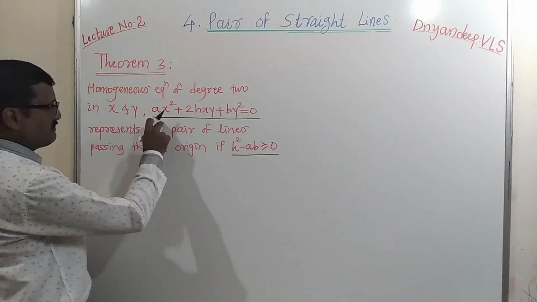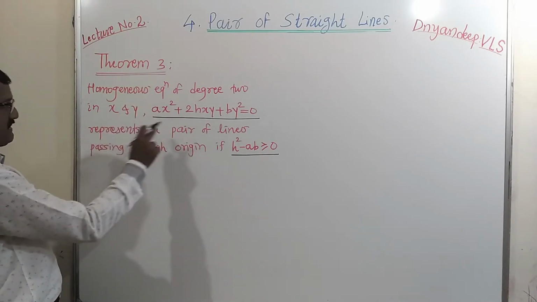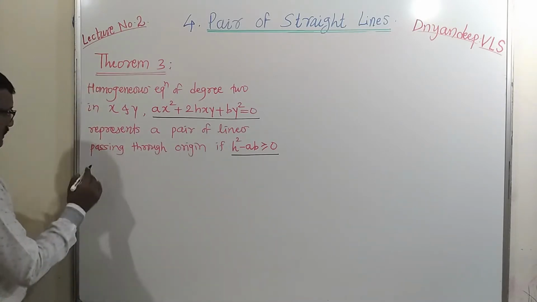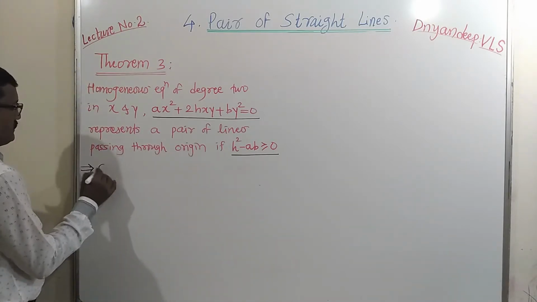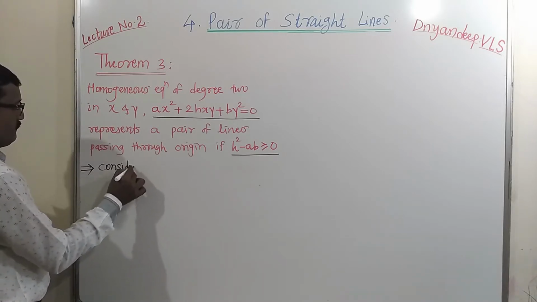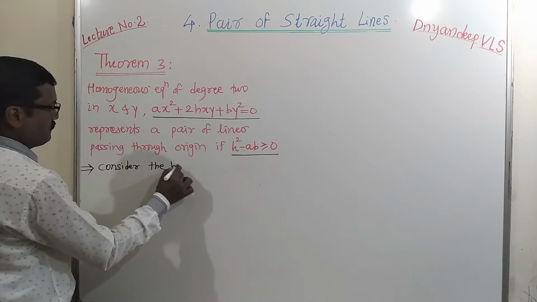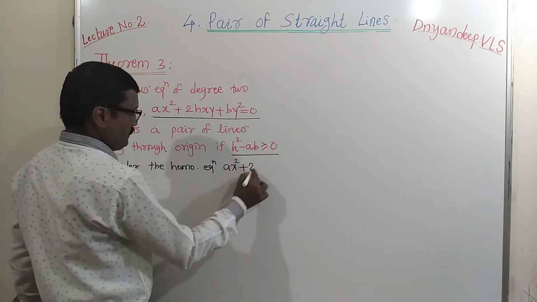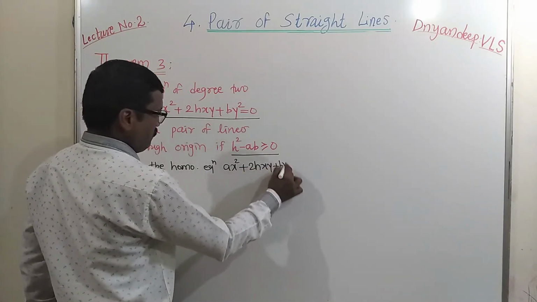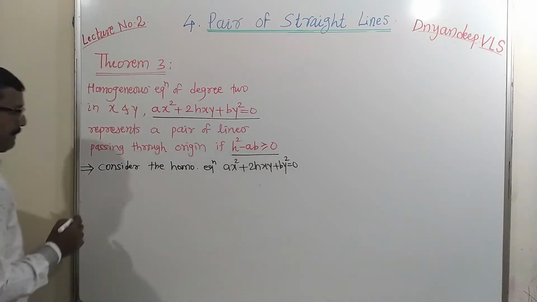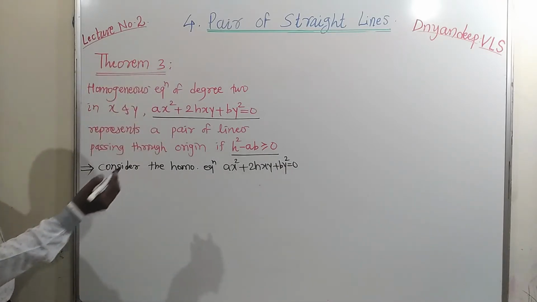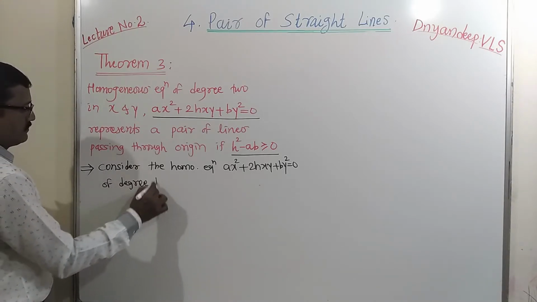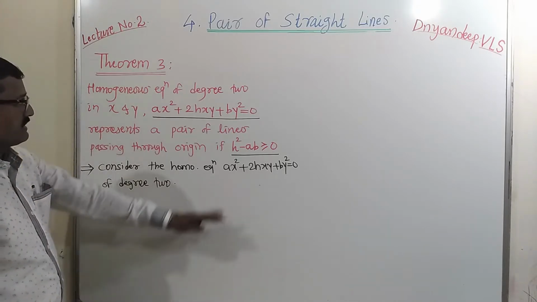This equation is given, and this equation represents a pair of lines passing through origin if this condition is satisfied. That we have to prove here. Okay, let us consider the homogeneous equation ax square plus 2hxy plus by square equal to 0, where a, h, b are constants, of degree 2 in variables x and y.